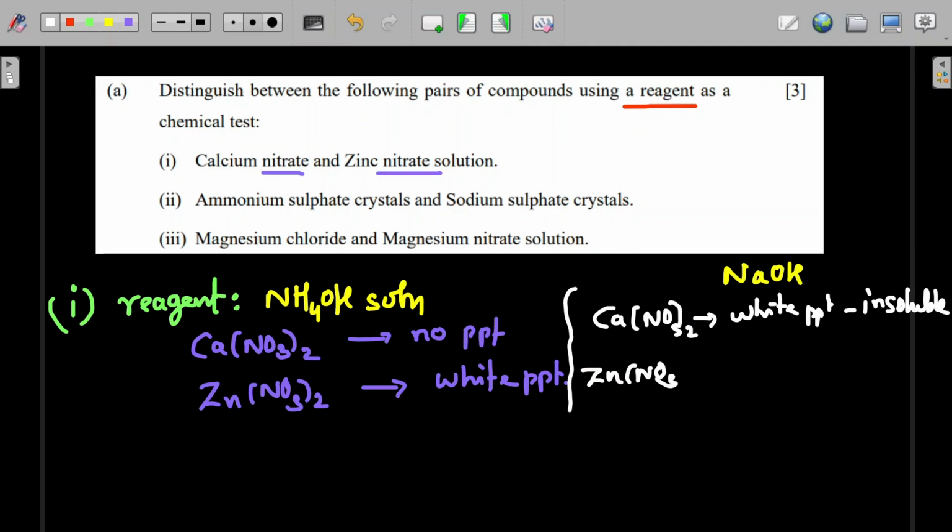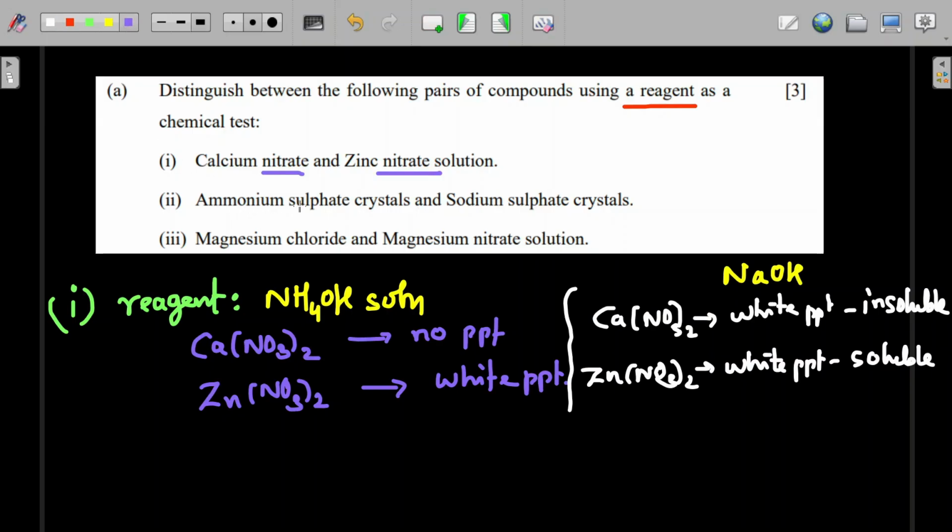And same thing for zinc nitrate. Zinc nitrate, initially what does it form? White PPT. Then why do you have to write in excess this time? Because both are forming white PPT initially. Therefore, you have to write in excess, it is soluble and forms a colorless solution.